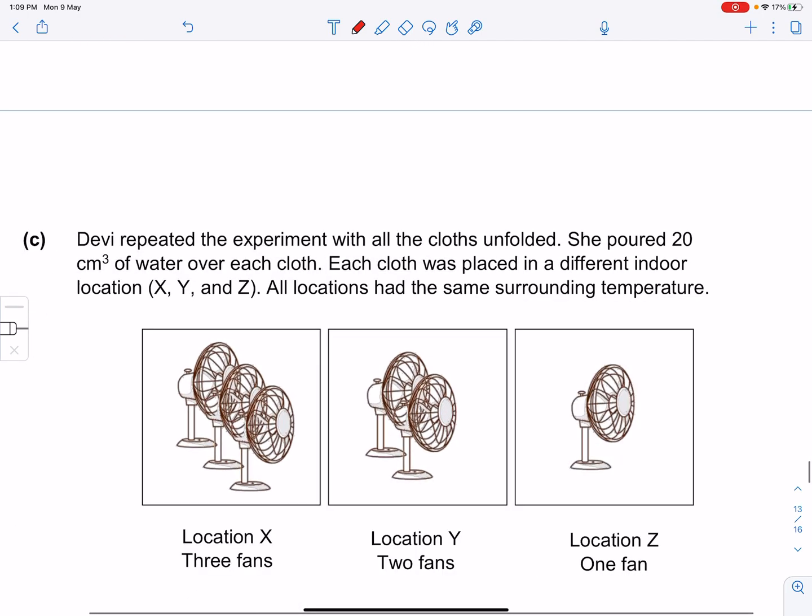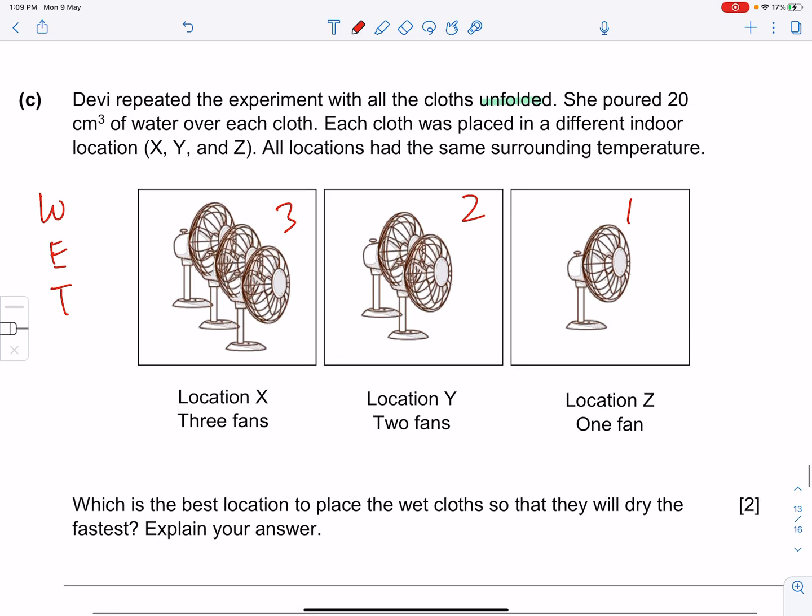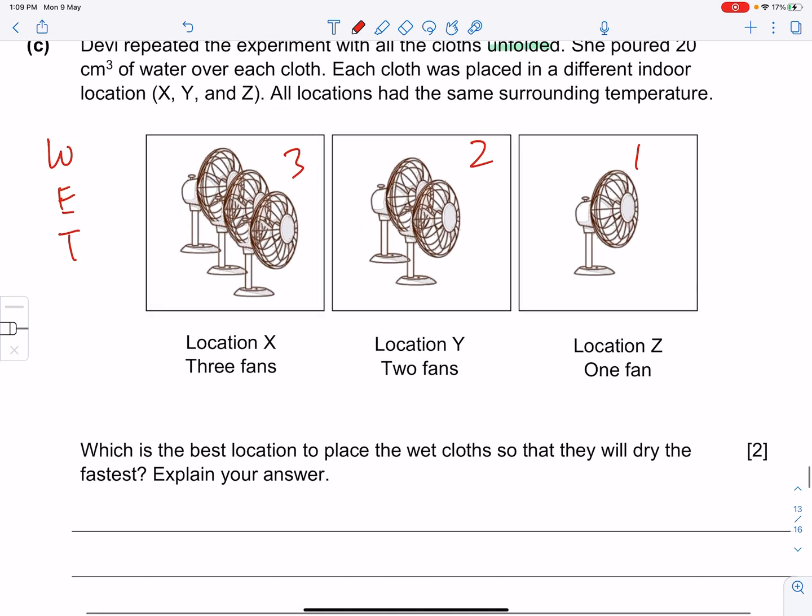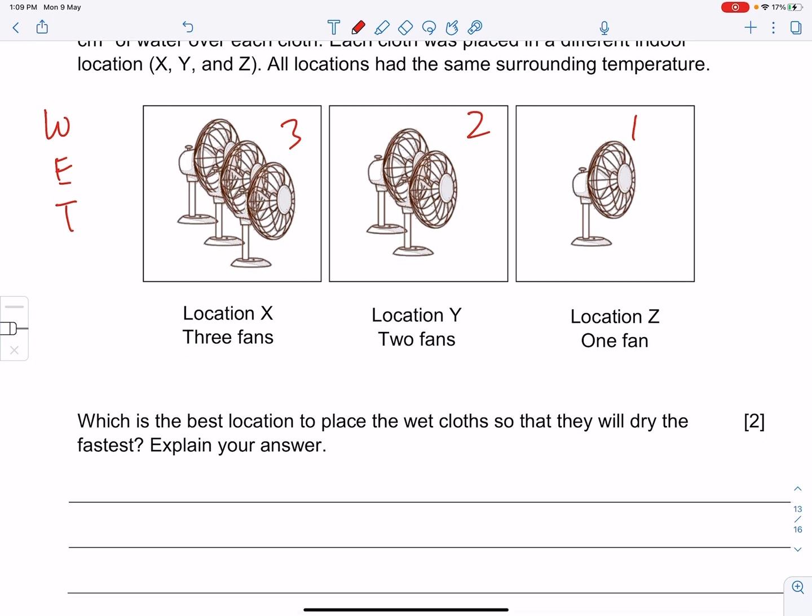Next, Debbie repeated the experiment with all the cloth unfolded now. Then you look at what the change variable is. The change variable would be the different number of fans. This one has 3 fans, 2 fans, 1 fan. So straight away, you recall WET again. The number of fans will obviously increase the amount of wind speed. The question goes on to ask which is the best location to place the wet cloth so it will dry the fastest. Drying fastest means highest rate of evaporation.